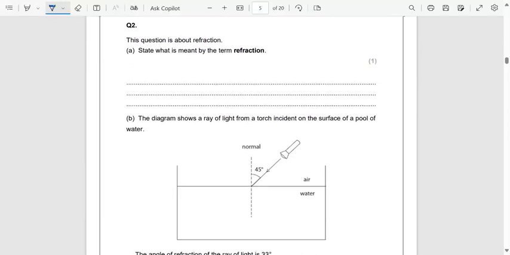Right, moving on to question 2, which is all about refraction. Okay, so what is meant by the term refraction? And again, it doesn't tell you to draw a diagram, but I find drawing out a diagram really helpful here, right? Because it reminds me of what I need to put in my answer. So if I've got this situation, something like that, as we go from a low optical density medium, like air, to a high optical density medium, then it gets bent towards the normal. The ray gets bent towards the normal.